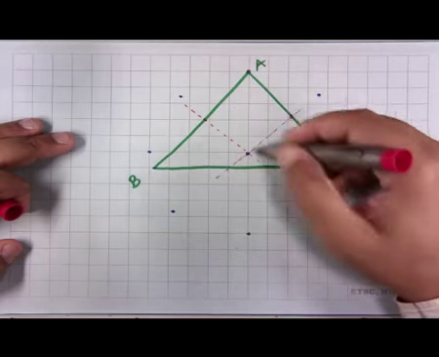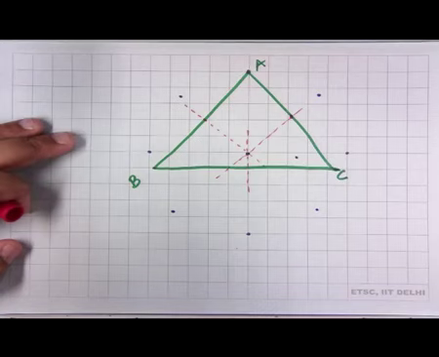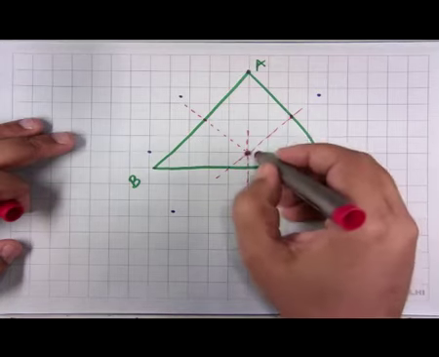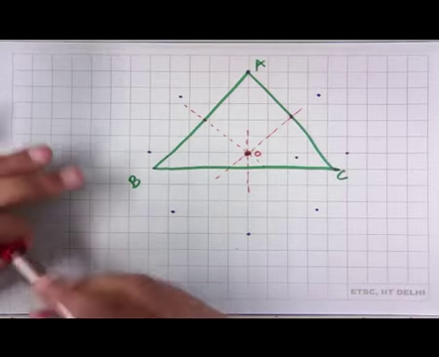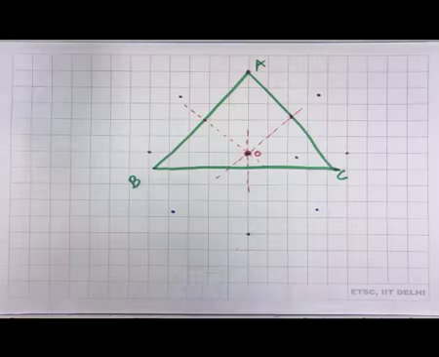These are the perpendicular bisectors of the three sides, and they intersect at this point O. So, the point O is the circumcenter. The incenter on the other hand is given by the point of intersection of the angular bisectors of the three angles.